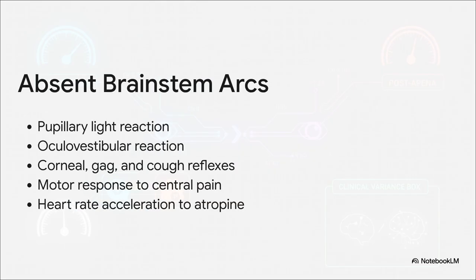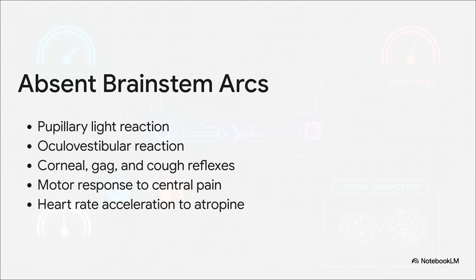The reflex dropout, absent brainstem arcs. Once those strict prerequisites are met, we move directly to the clinical examination. Clinical brain death requires the absolute irreversible dropout of all cranial nerve and brainstem reflexes. We are talking about a completely absent motor response to central pain and literally zero pupillary, oculocephalic, oculovestibular, corneal, gag, or cough reflexes. But it doesn't stop there.